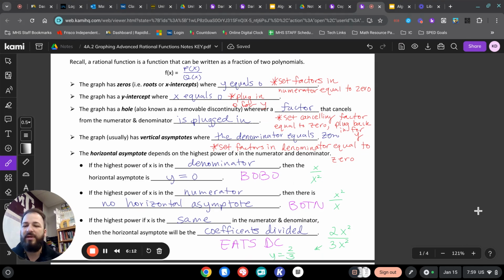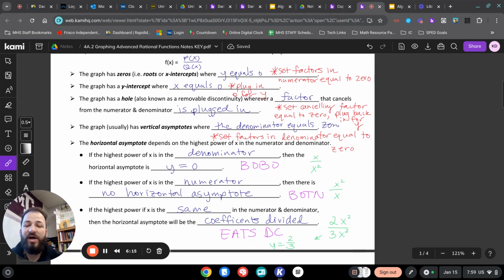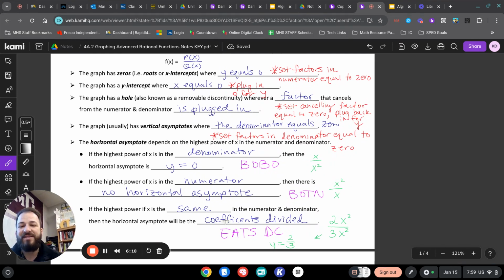Bigger on top, none. And then last but not least, and this is the one that we saw in our example, if the highest power of x is the same in both the numerator and the denominator, then the horizontal asymptote will be the coefficients divided. So we say exponents are the same, we divide the coefficients. So as an example, if I had 2x squared over 3x squared, my horizontal asymptote would be y equals 2/3. Okay. So you'll hear me say in class, BOBO BOTN EATS DC. That's kind of a nice mnemonic way to remember all of these. So bigger on bottom, y is equal to 0. Bigger on top, there is no horizontal asymptote, and exponents are the same, we divide the coefficients. Okay.